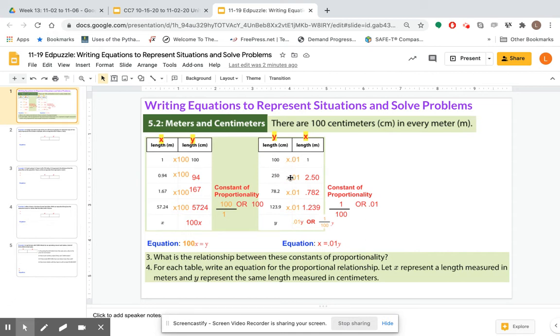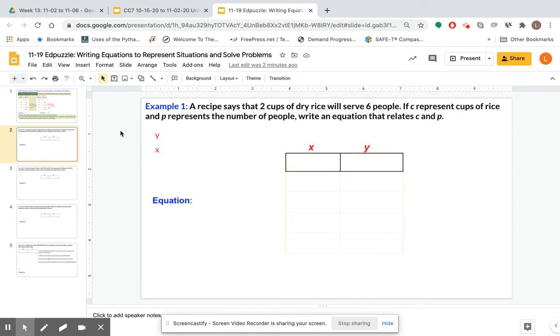So 250 times 0.01, that's 2.50. Okay, 123.9 times 0.01, that's 1.239. So we're going from centimeters to meters. All right, so the point is, in every situation you can reverse the order of what it is that you're figuring out in the table, and that's going to get you a different equation.